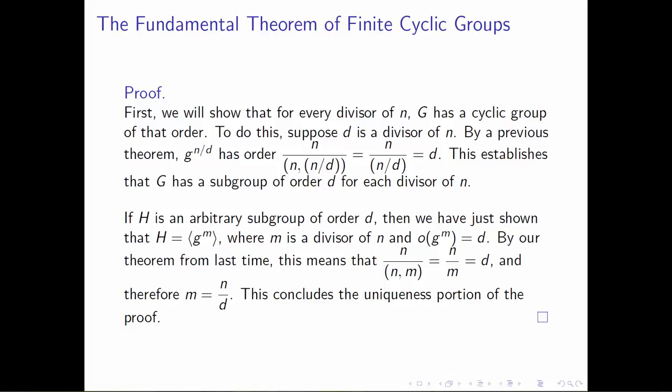If we rearrange this equation and solve for m, we find that m is in fact n over D, given that we can assume m is a divisor. So H was just some group generated by G to the m, but if we make the assumption that m is a divisor, then m is equal to n over D, and this shows that H is in fact equal to this previous subgroup we found that has order D, and therefore there's only one of these subgroups that has this order.